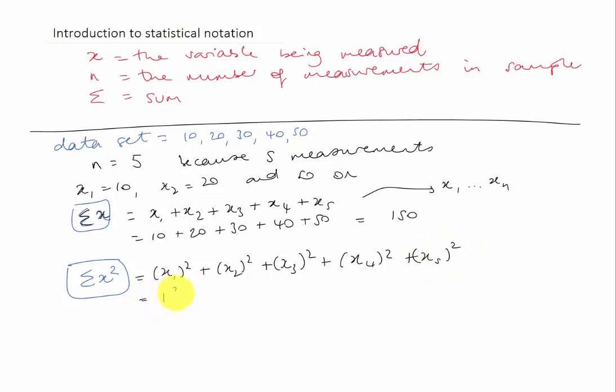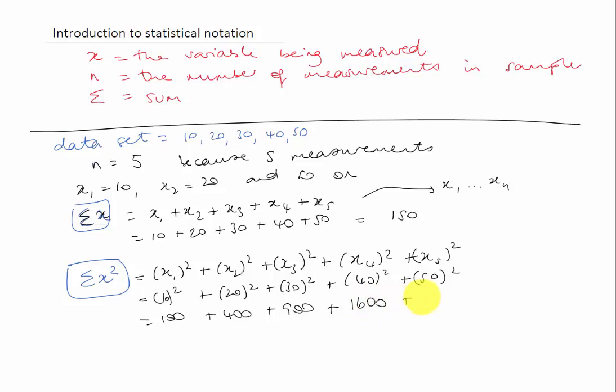So that's 10 squared plus 20 squared plus 30 squared plus 40 squared plus 50 squared, which is 100 plus 400 plus 900 plus 1600 plus 2500, which is 5500.